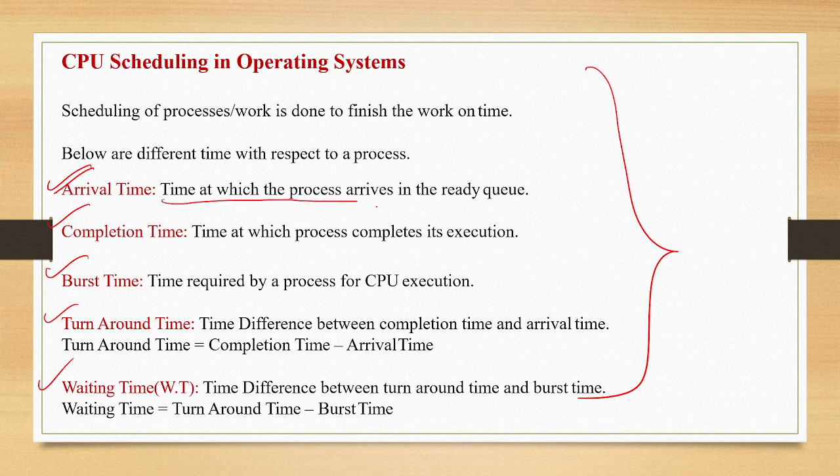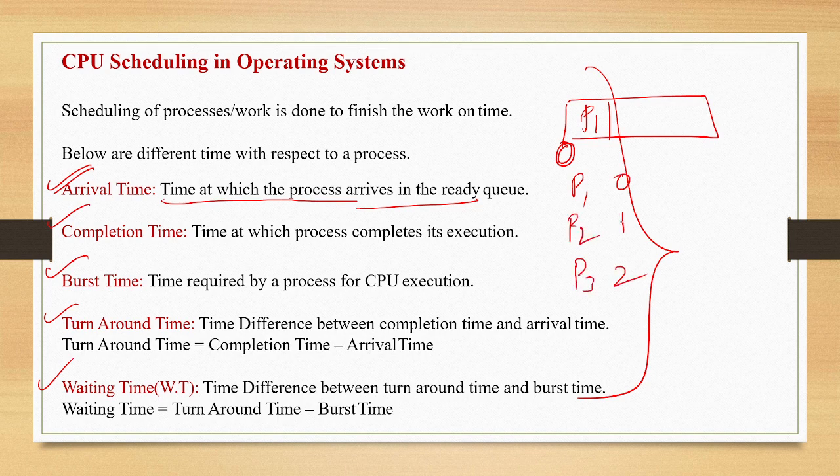Arrival time is the time at which a process arrives in the ready queue. Suppose P1 came at 0 milliseconds, P2 came at 1 millisecond, P3 came at 2 milliseconds. This is arrival time. Next one is completion time. P1 came at time 0; suppose it is completed in the CPU at 10 milliseconds. That is called completion time.